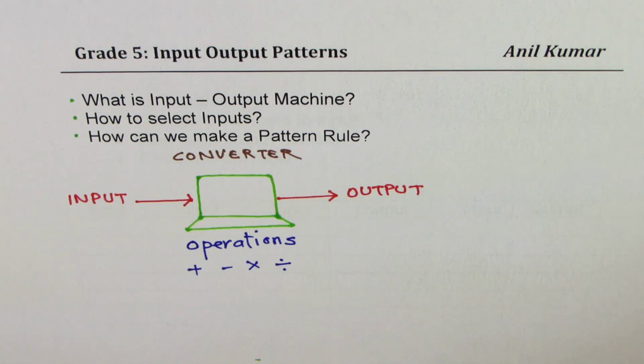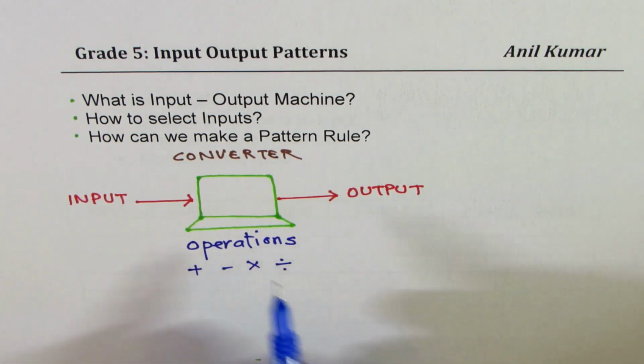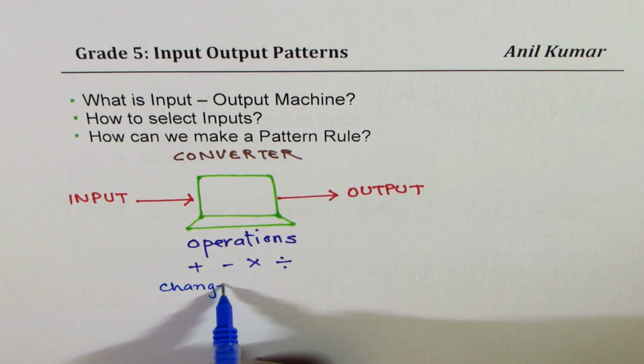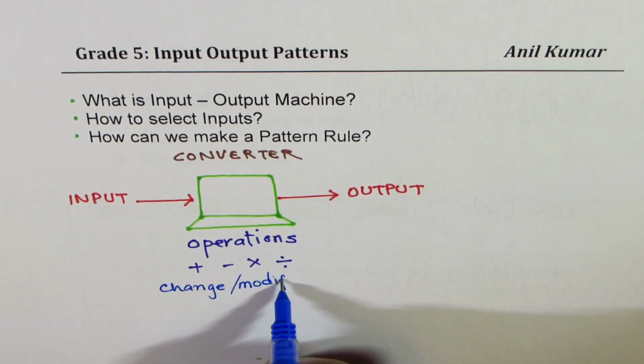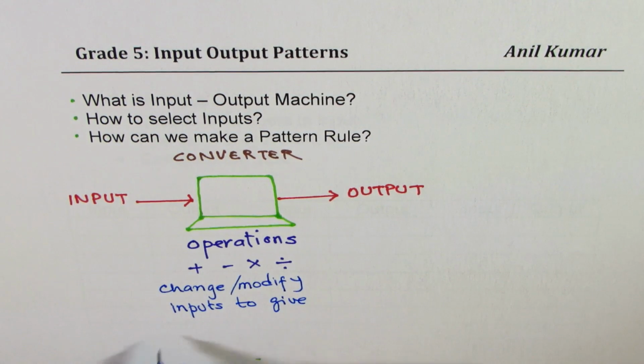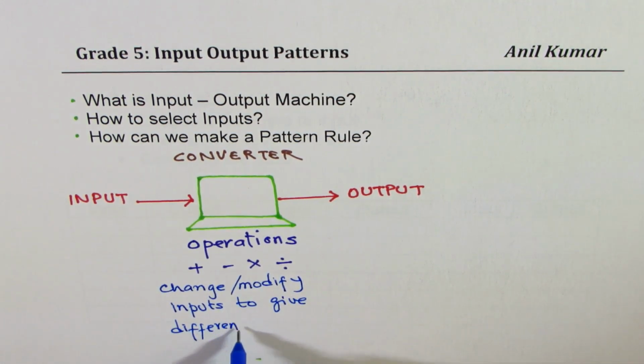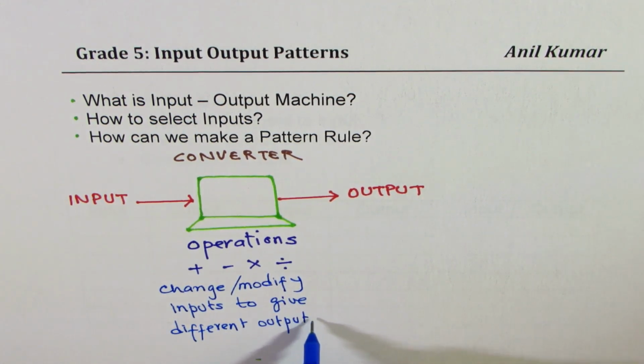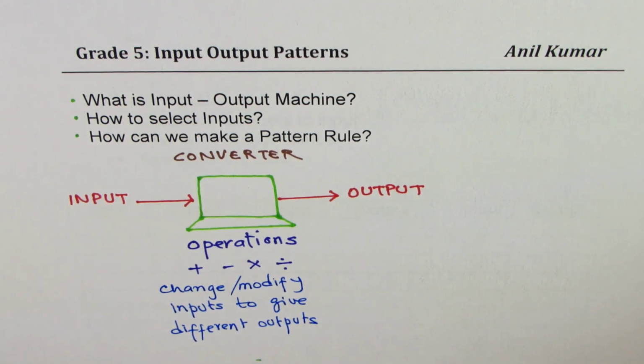Many of my students spend a lot of time during summer playing with this input-output machine. So basically, we can say that it is a machine which can change or modify inputs to give different outputs. But these different outputs are predictable. That is important, right? We know what the output could be. So these different outputs are predictable.